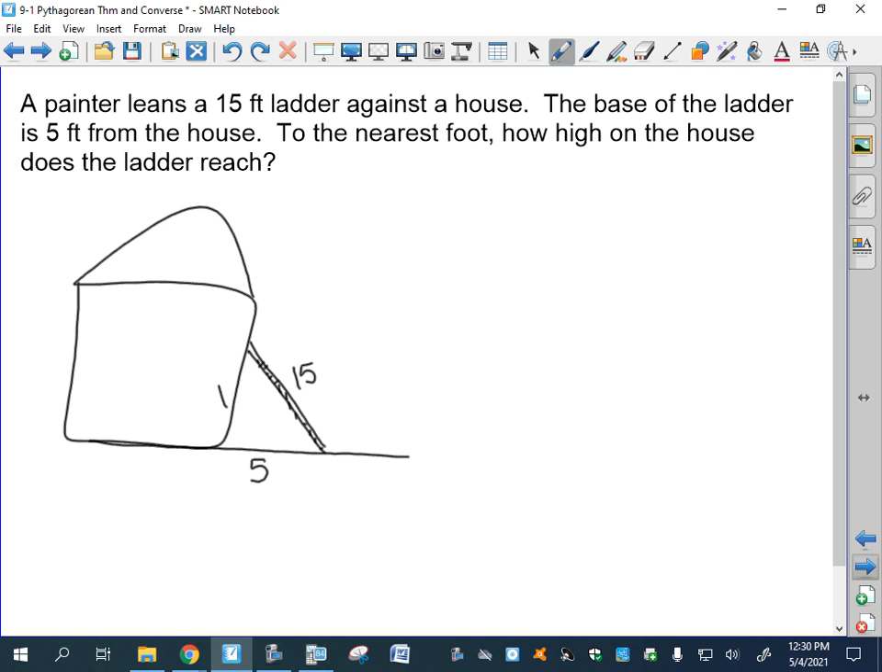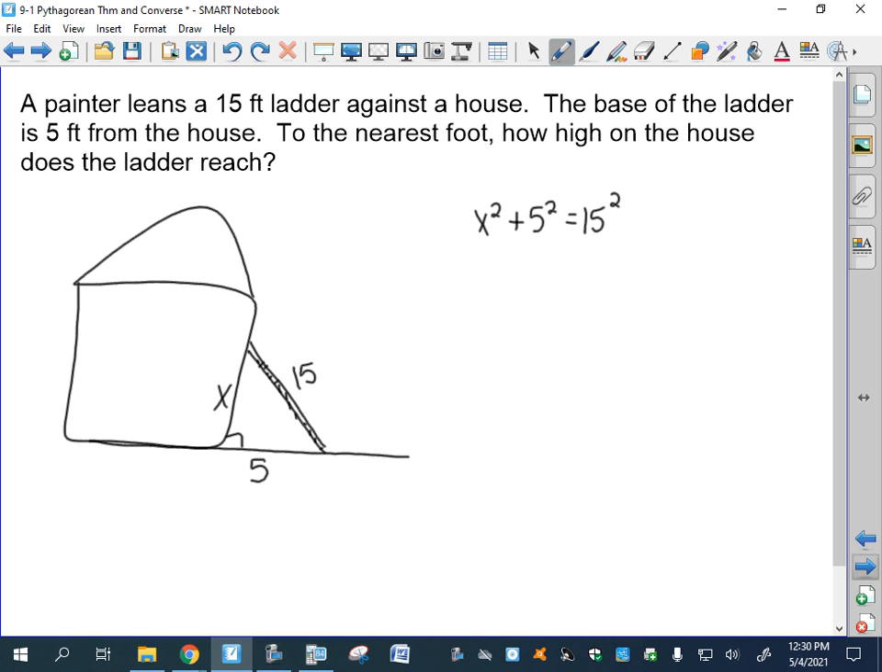Then the question, how high on the house? Well, this is my house. How high on the house does the ladder reach? So see how I could make that into a right triangle very easily. Now let's set up our Pythagorean theorem. X squared plus 5 squared equals 15 squared.